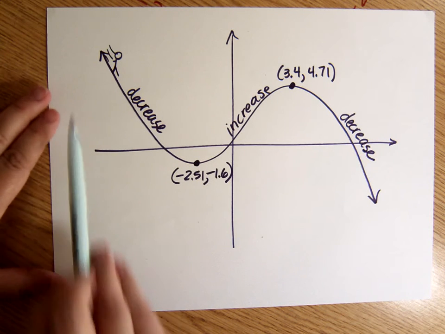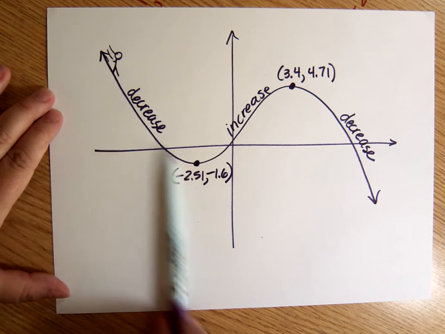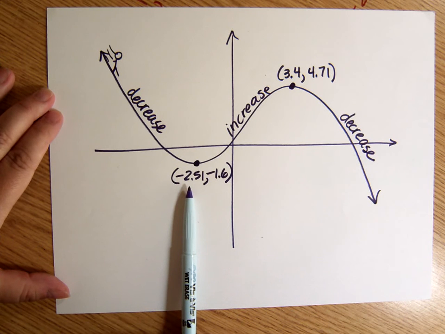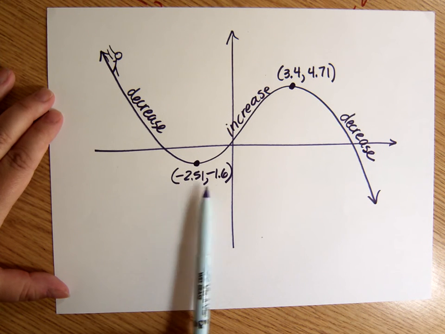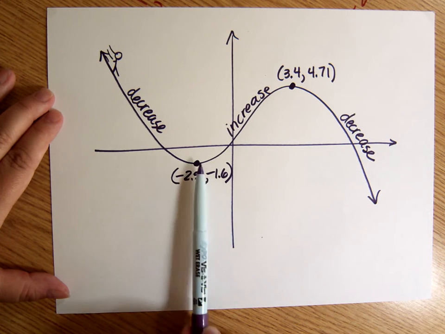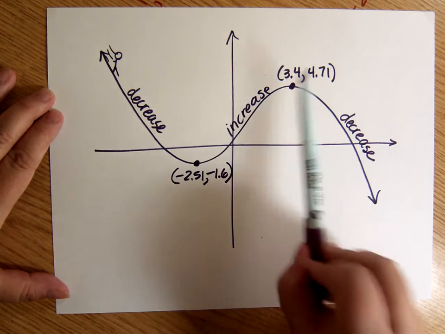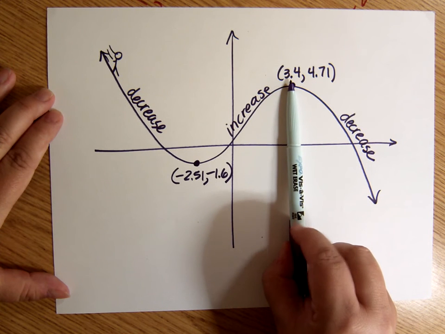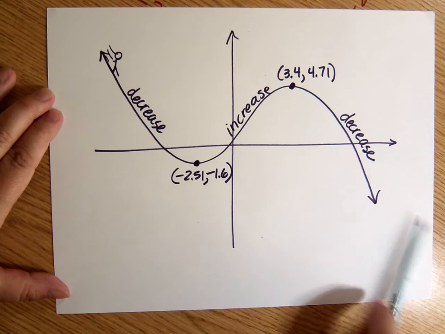In other words, I'm going to say he's going downhill until he gets to this x value. I will not use negative 1.6 at all. I will not touch that number. Then I'm going to say he's going uphill until he gets to 3.4. Not going to touch 4.71. And then I'm going to say he's going downhill.